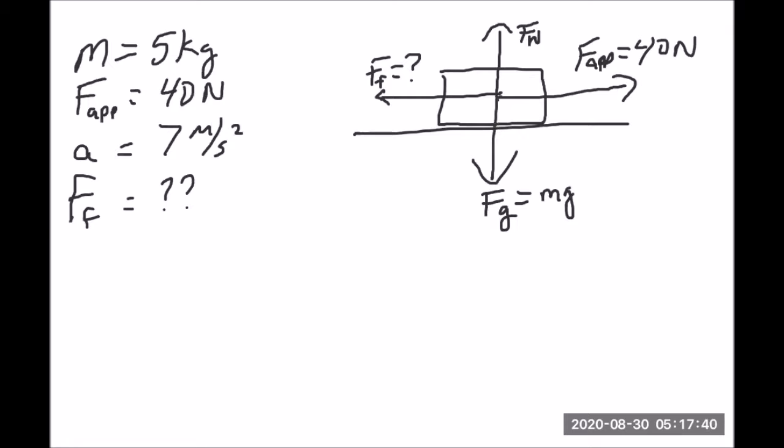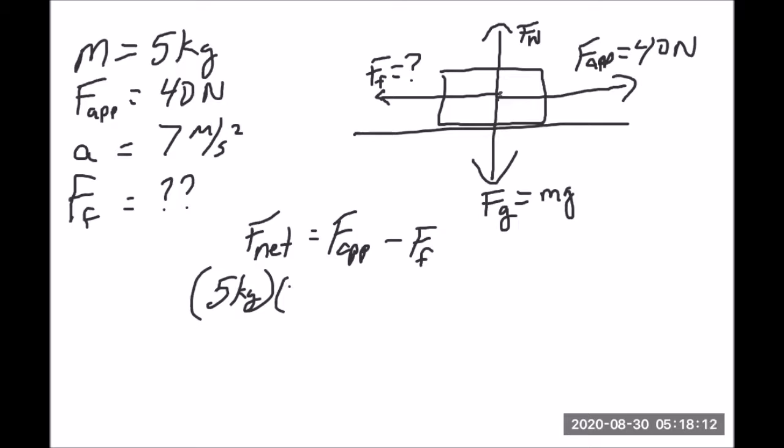Well, we know that the net force is the applied force minus the frictional force. No matter how hard you push, friction is always going to oppose that motion, so you have to account for that. Now, the mass of the block is 5 kilograms. That is the actual mass of the block. The block itself is accelerating at a rate of 7 meters per second squared. So that is our net force. That is the force the block actually has.